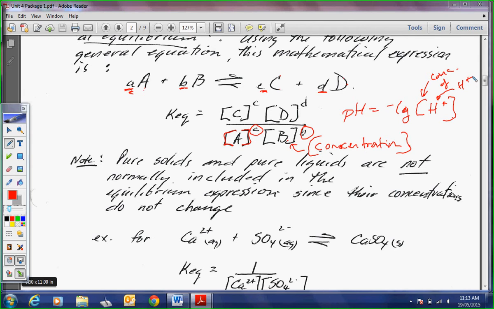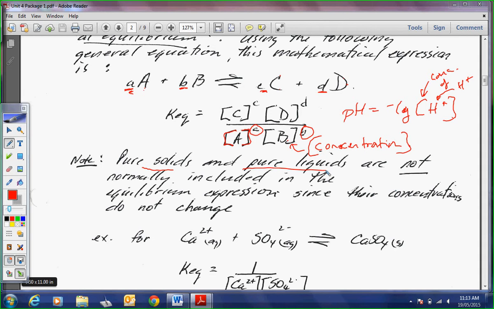Right, so another thing you need to note is that pure solids and pure liquids are not normally included in the equilibrium expression. Aqueous species are, gases are, but not solids and liquids. Since their concentrations do not change, there's so much of it that you don't really change its concentration. It's still 100% concentration, whatever that is in moles per liter. So it can't be diluted. I can't dilute a rock of iron. It is what it is. It's 100% concentration, whatever that means. So we don't normally include solids and liquids unless, for example, in our esterification they're all liquids. Then I have to include them all.